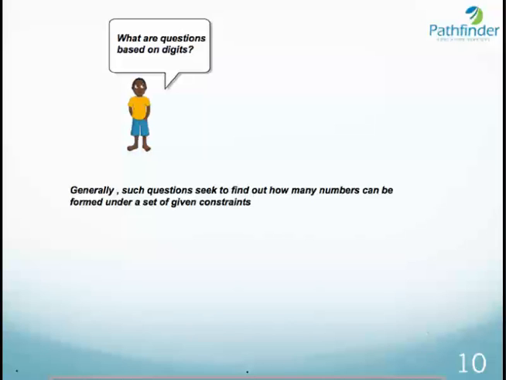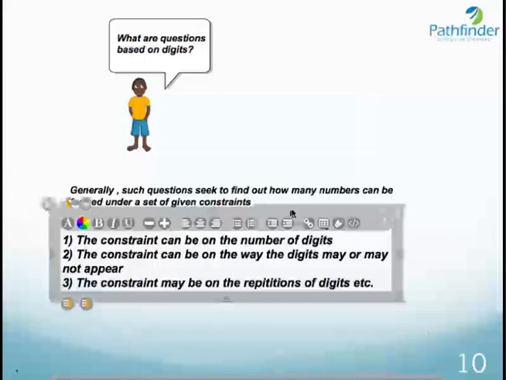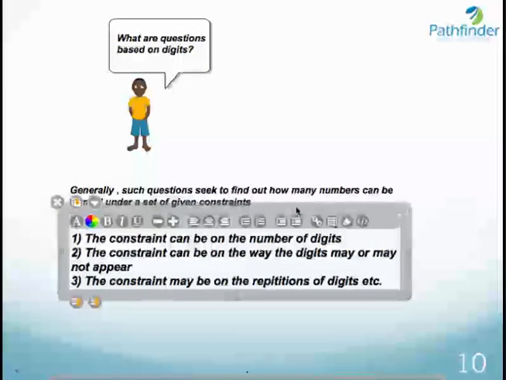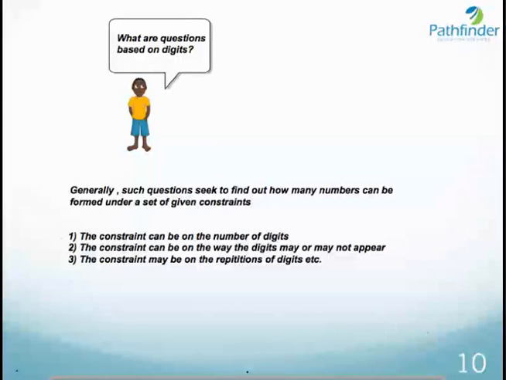And what can those constraints be? Those constraints can be any one of these things or even more. For example, the constraint can be on the number of digits. So you can only have certain digits and you may not have certain other digits. The constraints can be on the way the digits may or may not appear. For example, one condition can be that 5 and 7 are always next to each other and we are required to find out the number of numbers.